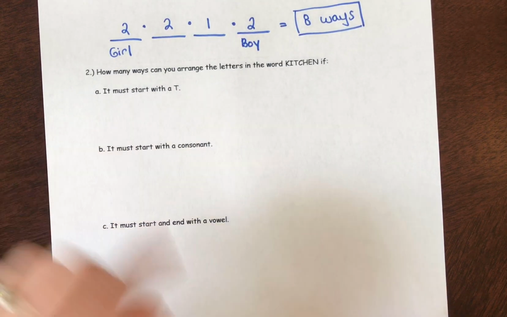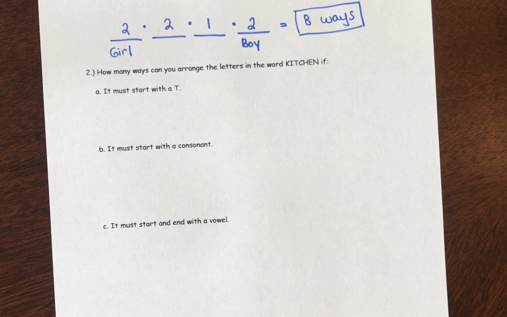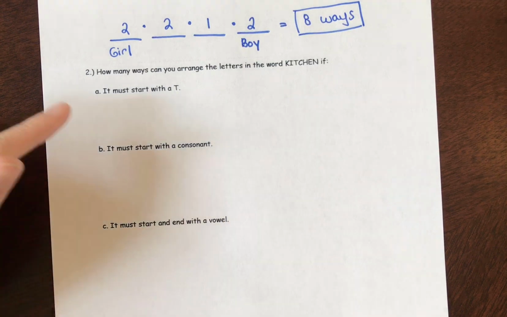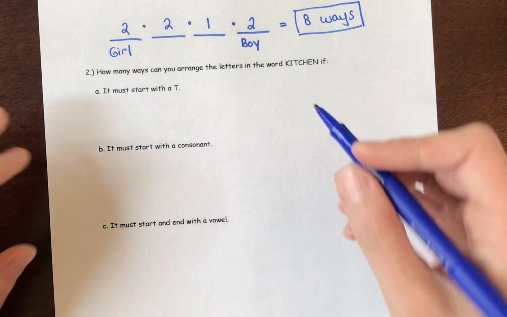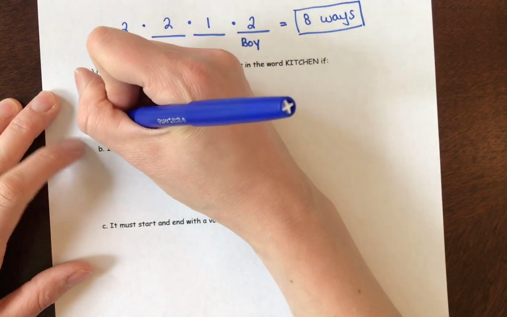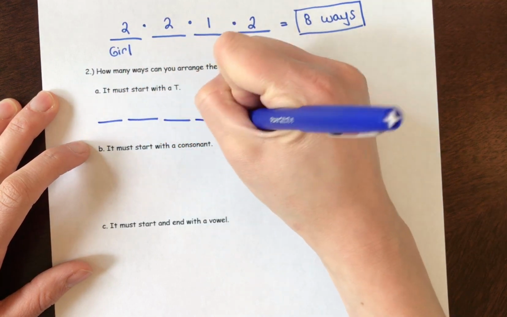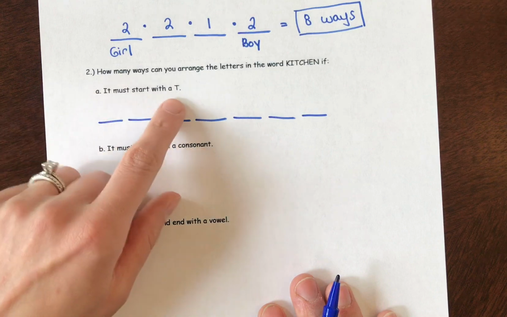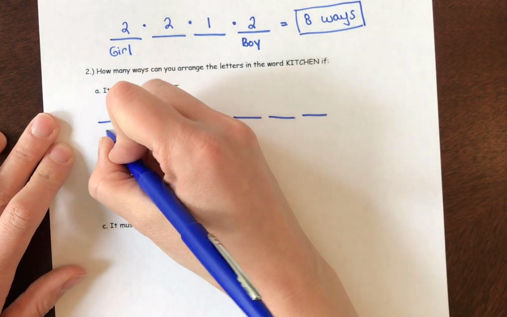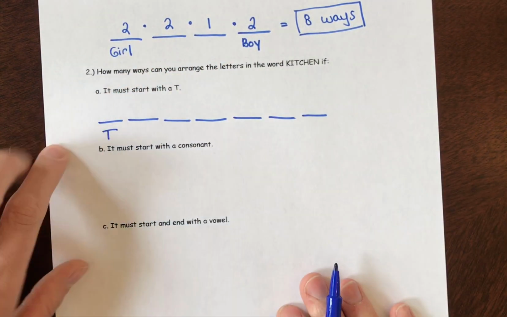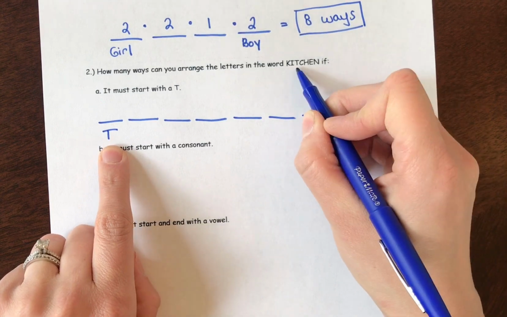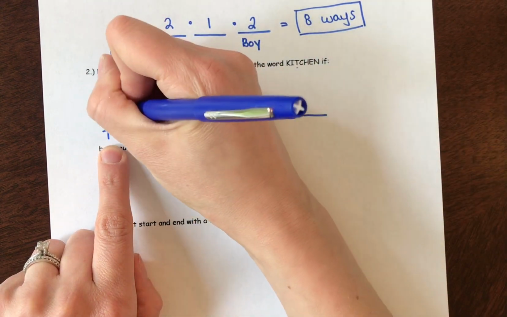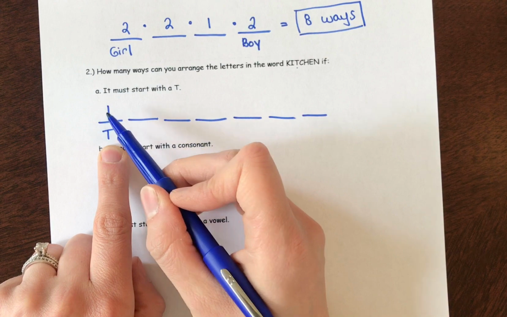Let's look at our next example. How many ways can you arrange the letters in the word kitchen if, and then I have a couple of situations. Well, there's 7 letters in the word kitchen. So 1, 2, 3, 4, 5, 6, 7. In our first example, I want to start with the letter T. So in the first spot, I want a T. Well, if you look at the word kitchen, there's only 1 T. So there's only 1 option I have to put here.